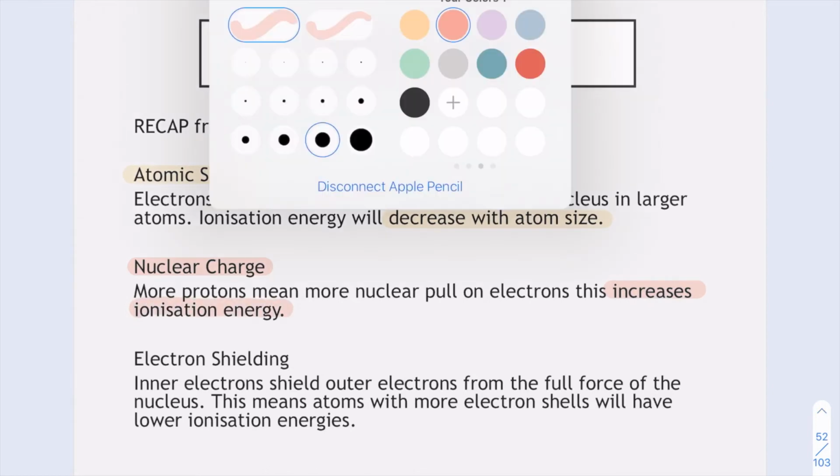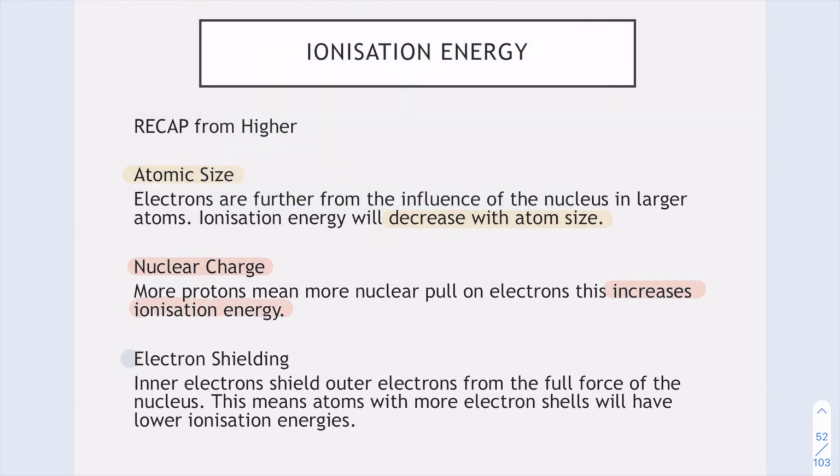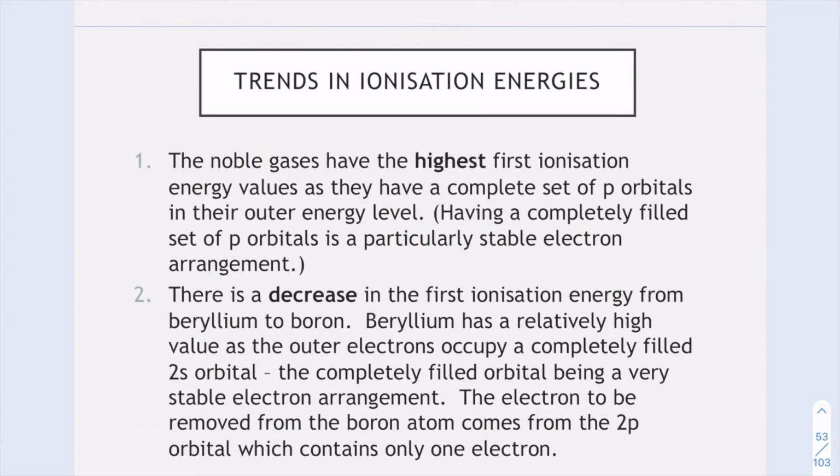And finally, let's have a look at electron shielding. Outer electrons can be shielded from that inner positive charge, so they won't feel the full effect of your positive charge. So if you have more energy shells, those further out electrons aren't going to feel the effect of your positive nucleus, so the ionization energy is going to be lower in this case. Let's have a look at some examples.